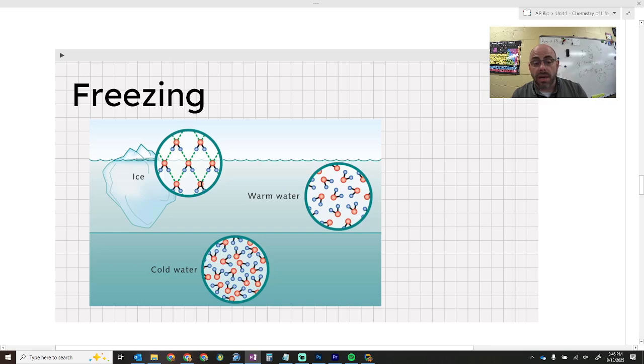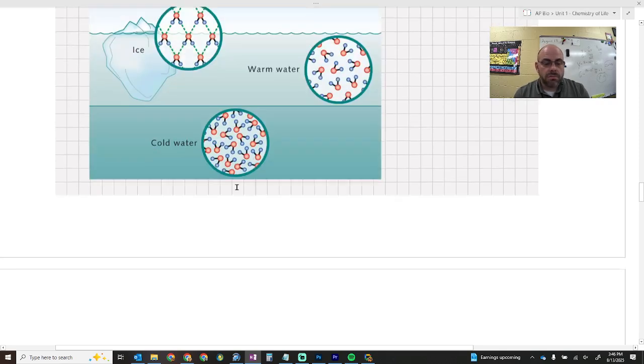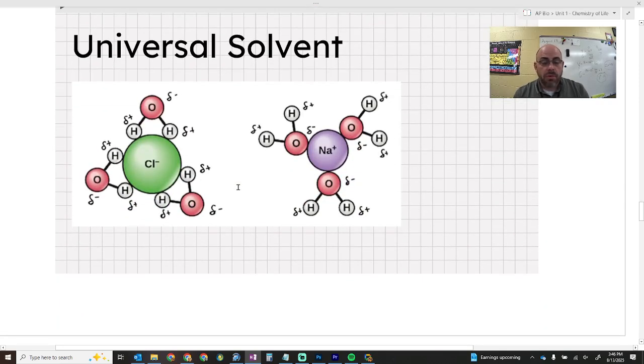Well, it causes ice to float. This is pretty important if you're a living thing living down here in the cold water. If ice sank, then the lake would eventually fill up with ice and everyone would be frozen. Because it doesn't, the surface freezes and everything underneath is able to live, which is good if you live under the water. Water's a universal solvent.